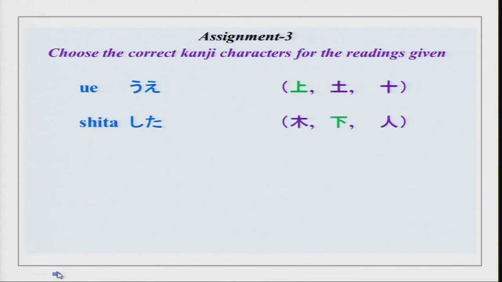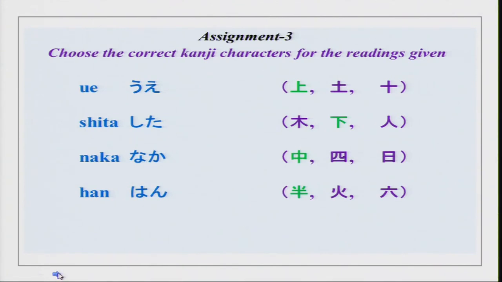The second one is again in green, shita, which means down, under or below, beneath. Then naka, which means inside or passing through or center. Then you have han, which means half. And then we have dai. The reading given is dai. It also means oki, which is big. So, I hope you got this right.